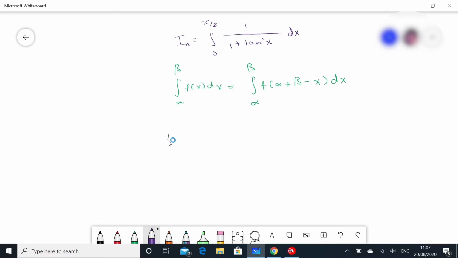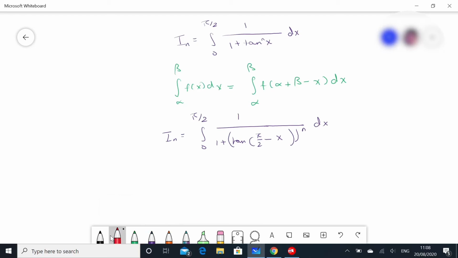So I of n is going to be equal to the integral from 0 to pi over 2 of 1 divided by 1 plus tan of pi over 2 plus 0 minus x, and all of this to the power of n dx. Alright, so this inside bit, let's just tidy it up a bit. It's just going to become pi over 2 minus x.